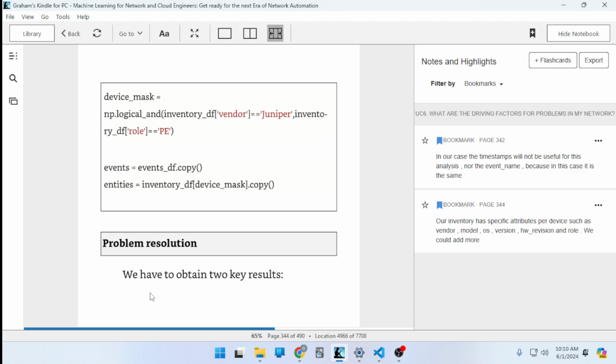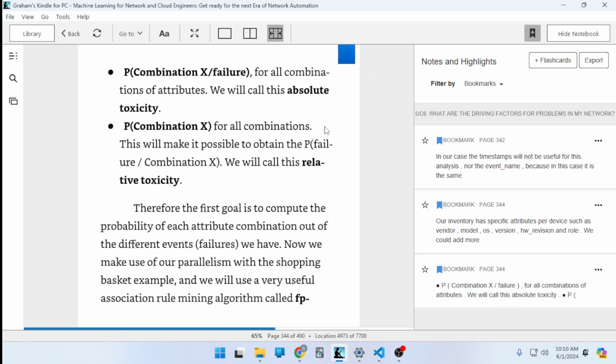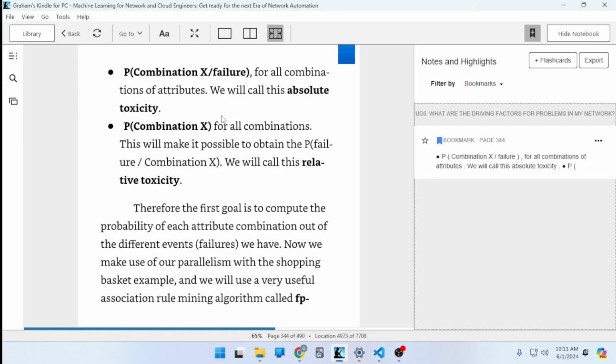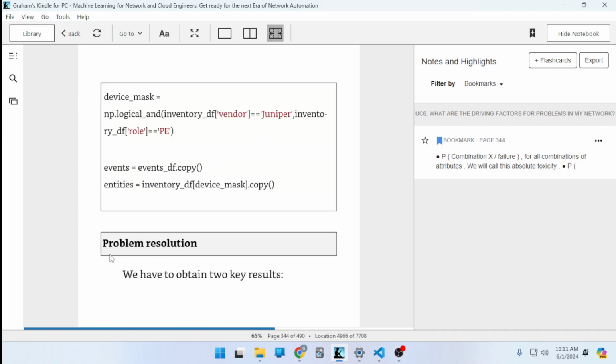Problem resolution. We have to obtain two key results. And this is the big one too. Anytime you see this syntax, P parentheses, this is just not valid. There's no option for it. It's not like sometimes it would be a pipe key, sometimes it would be a division operator. No, a forward slash is just always incorrect. But problem resolution, we have to obtain two key results.